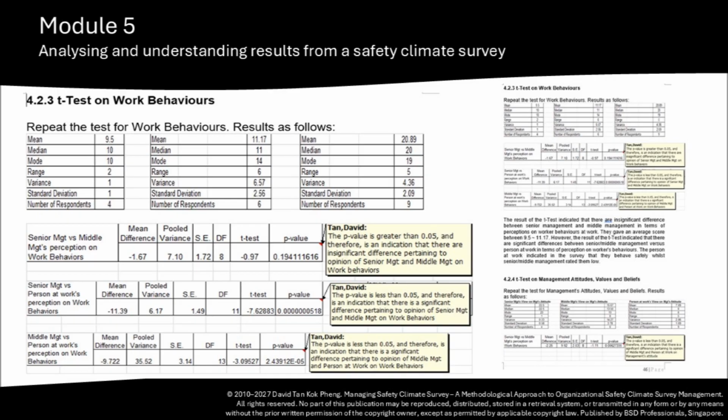However, the results also indicate that there are significant differences between senior management, middle management, and persons at work in terms of perception of worker behaviors. In particular, persons at work indicated in the survey that they generally behave safely, whereas senior and middle management rated their behaviors lower. This demonstrates a clear perception gap between management and workers regarding safety behavior in the workplace.